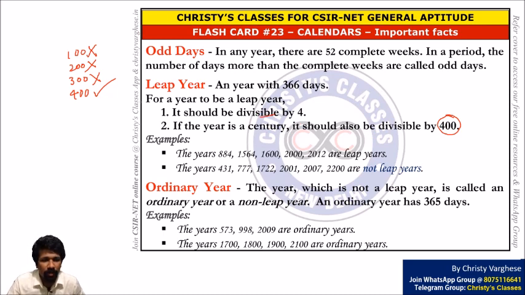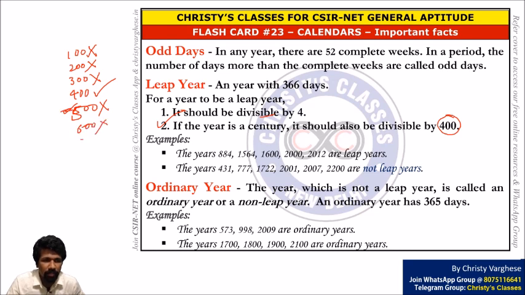500 is not a leap year. Why? Because 500 is a century. For a century, the second criterion should be applied. It should be divisible by 400. 400 into something; that something cannot be a natural number to make it 500. So it is not a leap year.